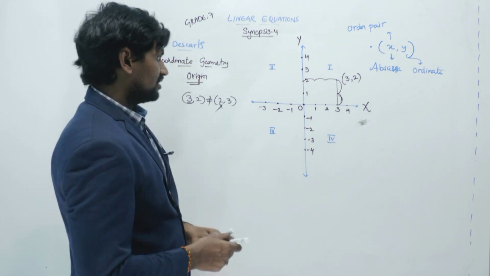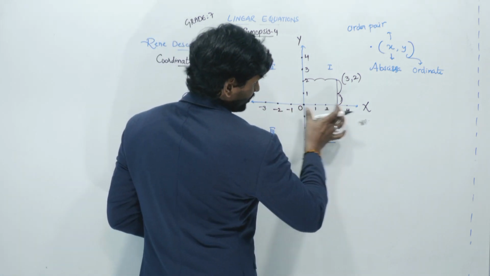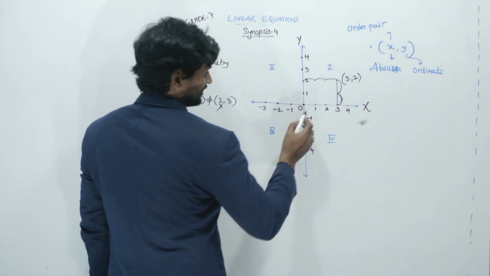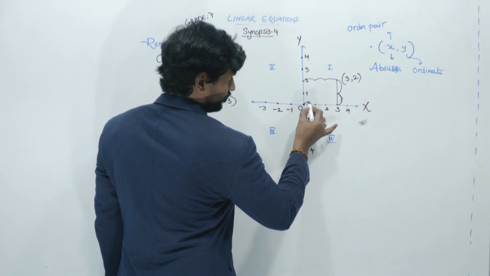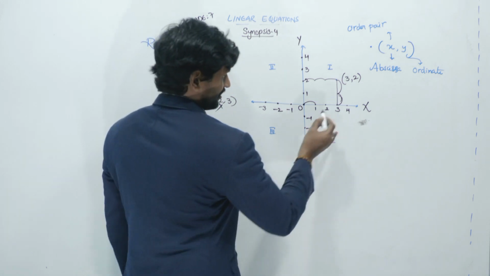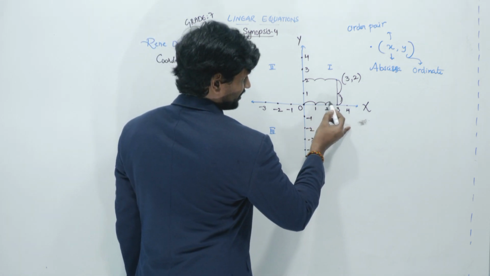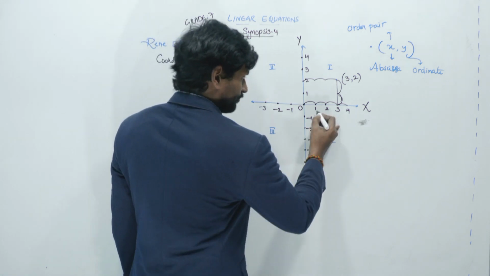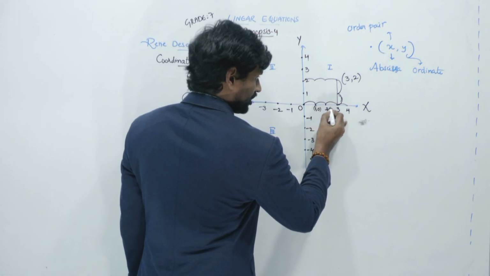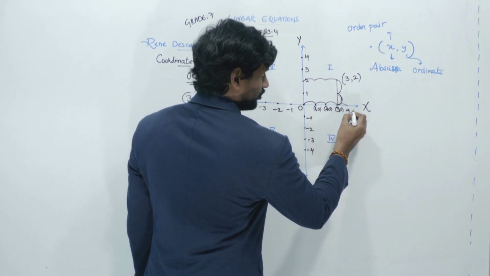While you are observing the points on the x-axis, like 1, 2, 3, 4, the point 1 is 1 unit distance from the y-axis, 2 is 2 units distance from the y-axis, then 3, 4, 5 like that. So we can write (1, 0), (2, 0), (3, 0), (4, 0) like that.